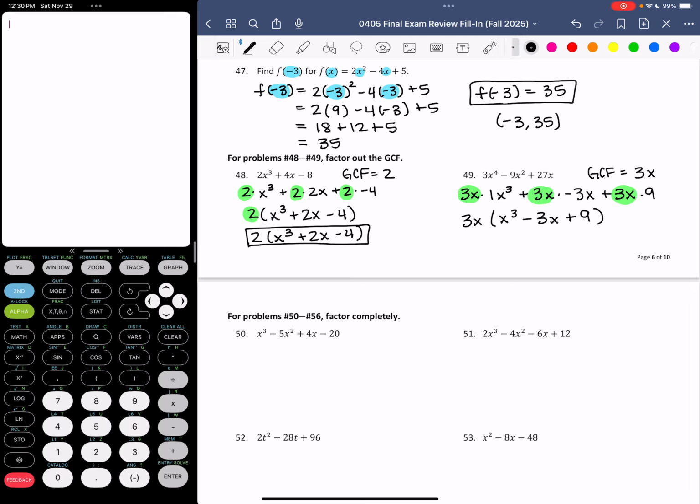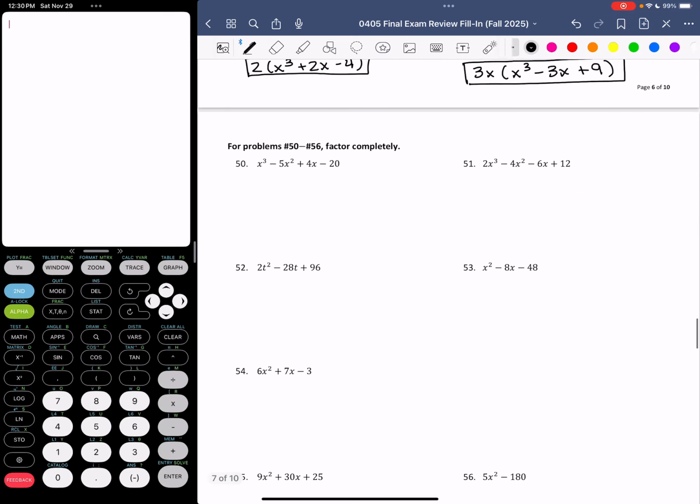And then I have plus 9 there. Okay. And again, you should always go back and double check to make sure that that does in fact distribute out to the correct answer. So my final answer, and it does, of course, because x times x cubed is x to the 4th, right? Make sure you double check that. Minus 3x plus 9. There we go. And close that up. Done.